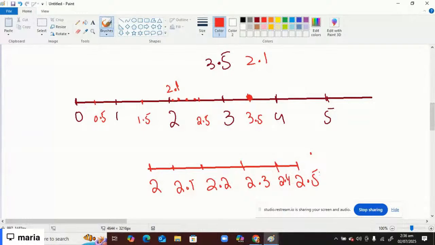This covered that area from 2 to 2.5, and then from 2.5 to 3. Same thing from 3 to 3.5. This is 3.1, 3.2, 3.3, 3.4, 3.5. In this way we are going to cover it. Okay, this is the number line that we are going to discuss.